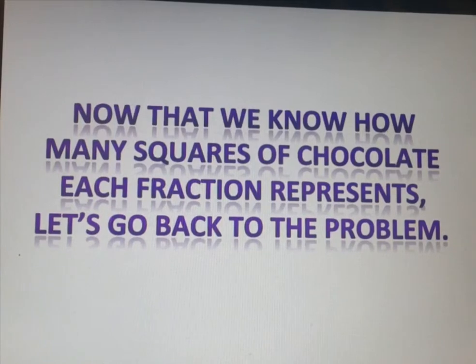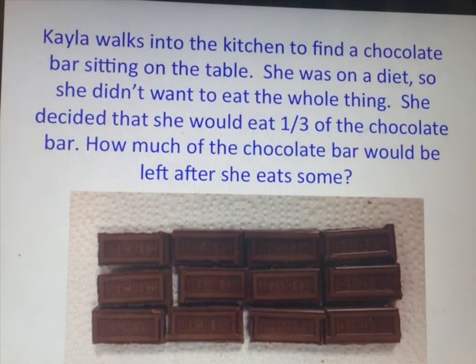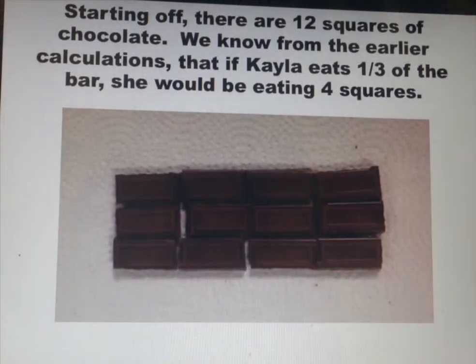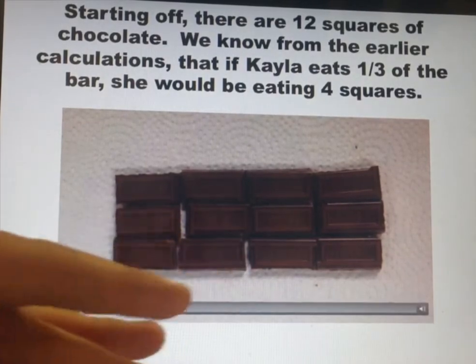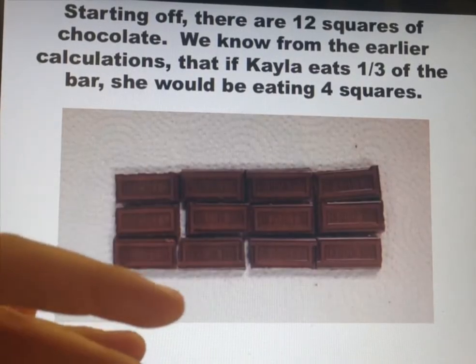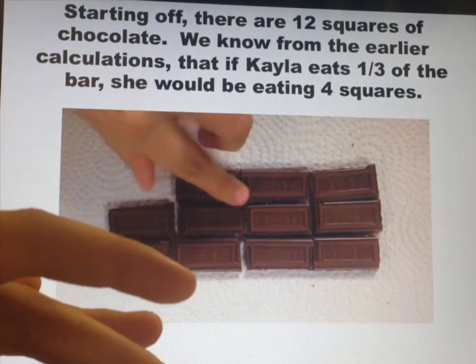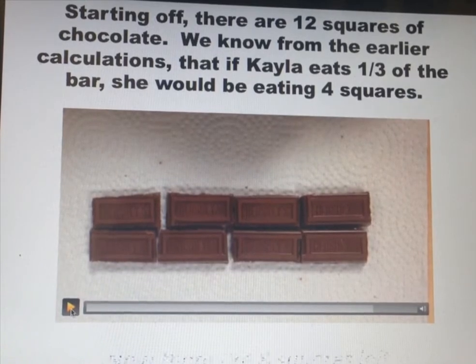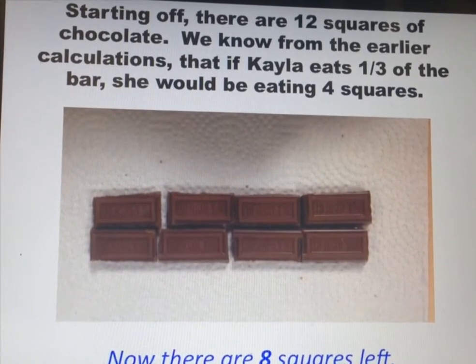Now that we know how many squares of chocolate each fraction represents, let's go back to the problem. Starting off, there are 12 squares of chocolate. We know from the earlier calculations that if Kayla eats 1/3 of the bar, she would be eating 4 squares. Now there are 8 squares left.